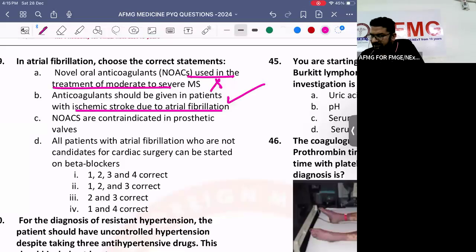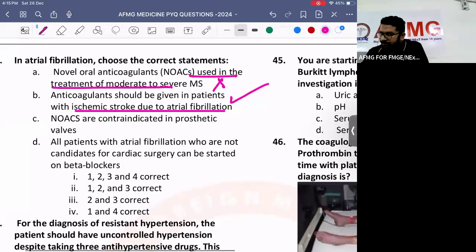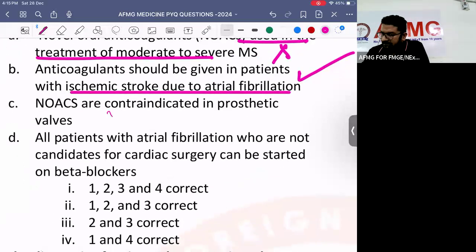NOACs are contraindicated in prosthetic valve. The actual statement should be NOACs are yet to be studied. This should be the correct line. So I will say it's a contradictory statement. Research on NOACs in prosthetic valves has not been done yet.